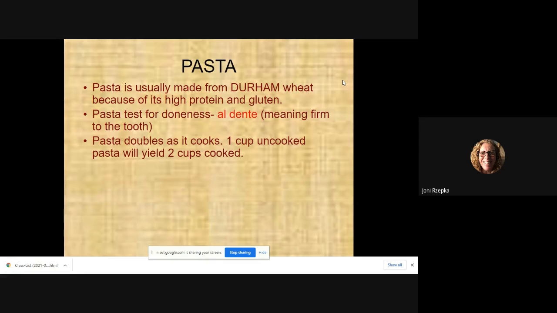Pasta doubles as it cooks. So if you're going to cook 1 cup, it's going to make 2. So if there's only 2 people in your home, you would make 1 cup and that would feed the both of you. Okay, 1 cup each.